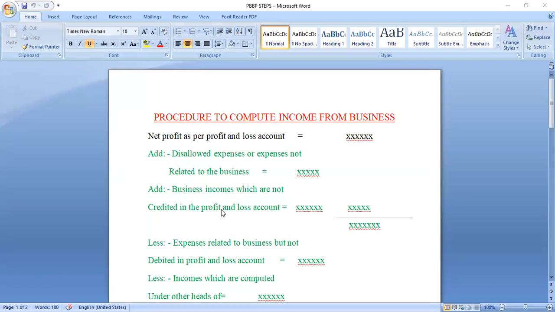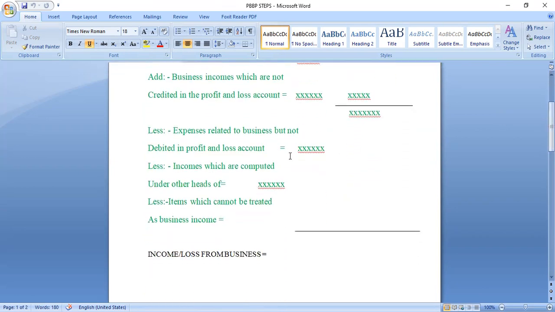All the incomes are credited in the P&L account. Add all those business incomes. Okay, add part is over. Now subtract less part. Subtract those expenses which are concerned with business, but are not entered on the debit side of P&L account. Okay, what happens sometimes, some business expenses may not be entered on the debit side of P&L account. You should subtract those expenses.